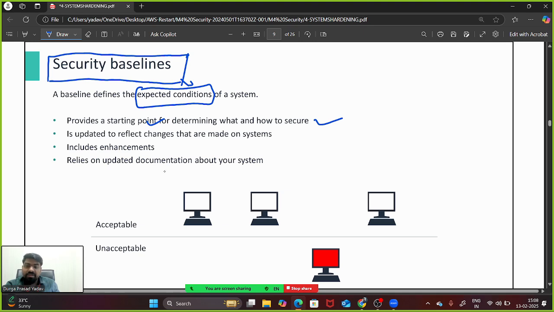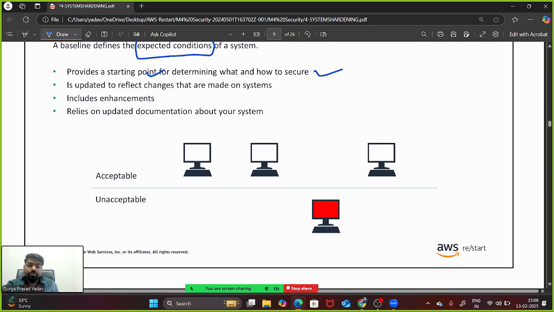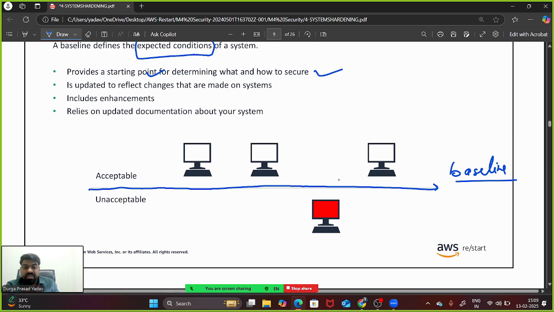It can rely on updated documentation about your system. So for example, let's say this is the line, and this line we used to call a baseline. If above this baseline you are getting a system, these are all acceptable. If below this baseline you get any system, it is unacceptable, guys. So the baseline is your expected condition.